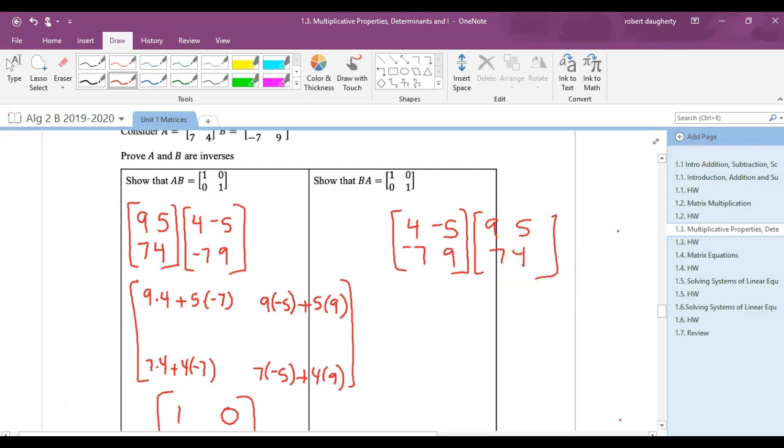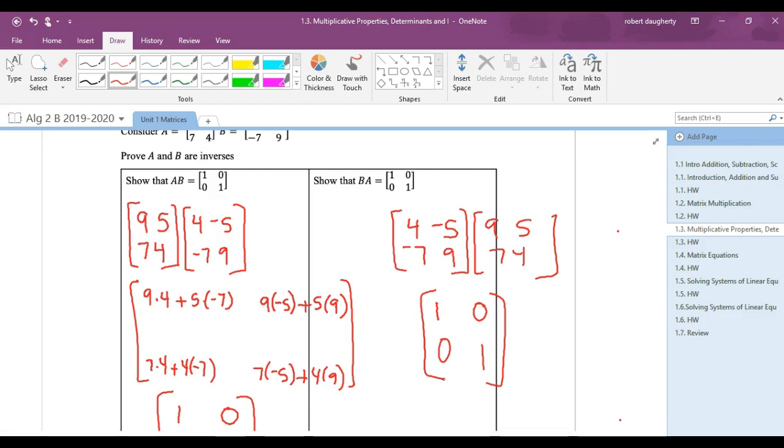I have to show that this is also equal to the identity matrix. So if I multiply this, I get what? 36 minus 35, which is 1. And then I get what? 20 minus 20 is 0. The second row, first column, negative 63 plus 63 is 0. Second row, second column, negative 35 plus 36 is 1. So those two matrices are inverses of each other.